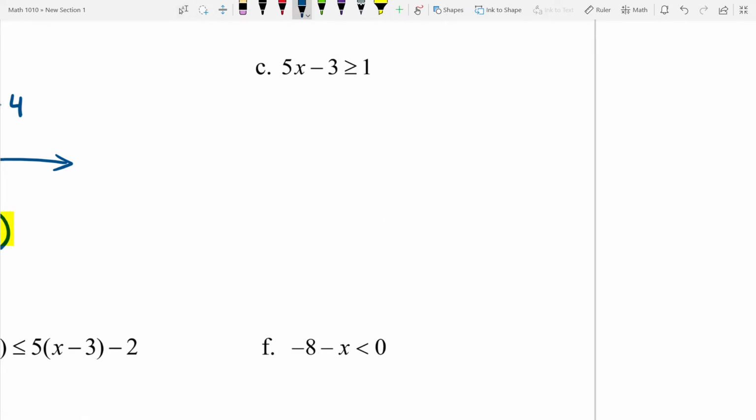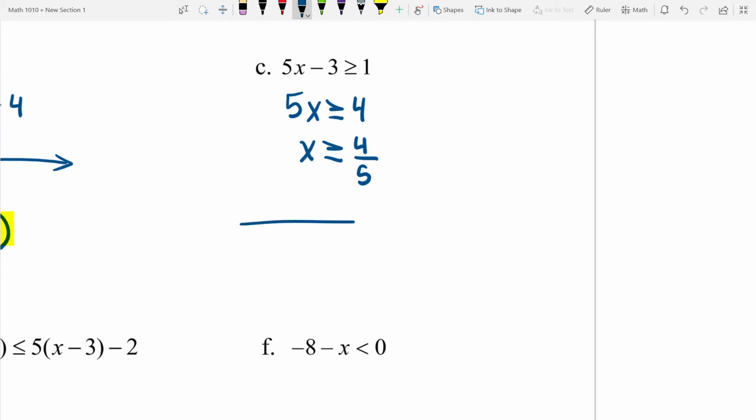Okay, here's question C. Step 1, everybody in the room, tell me what it is. Add 3, right? So you have 5x is greater than or equal to 4. What do I do now? Divide by 5. So we have x is greater than or equal to 4/5. I didn't switch it because I didn't divide by a negative.